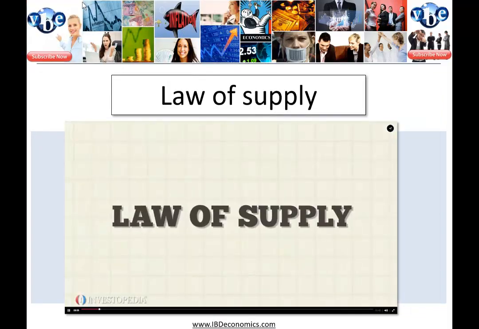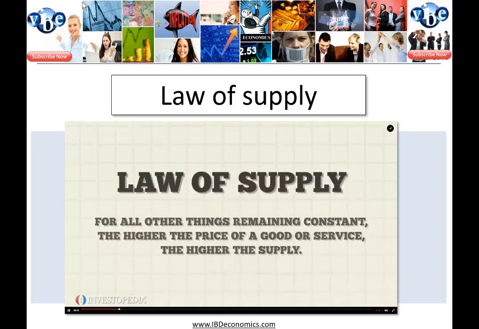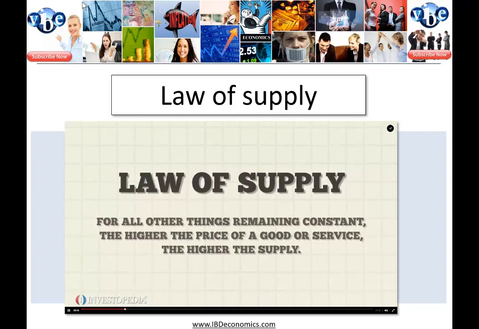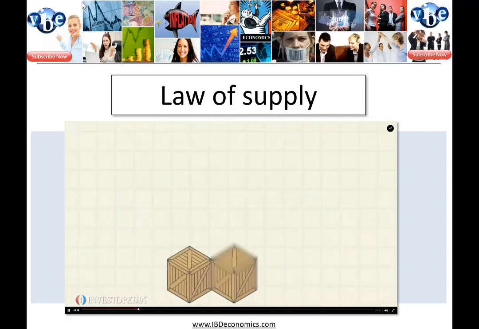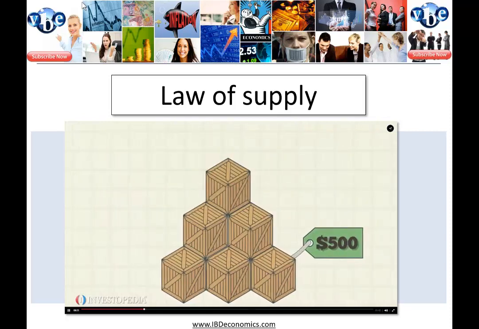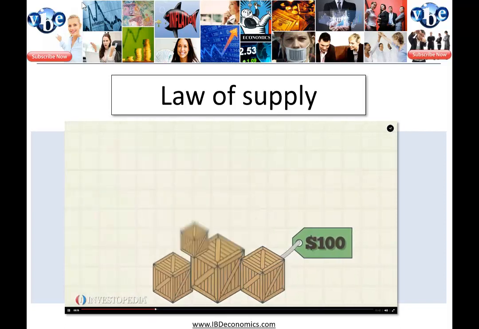The law of supply is one of the most fundamental principles in microeconomics. According to the law of supply, all other things remaining constant, the higher the price of a good or service, the higher the supply. Producers want to produce more of that good or service at the higher price to increase profits. Conversely, the lower the price, the lower the supply.